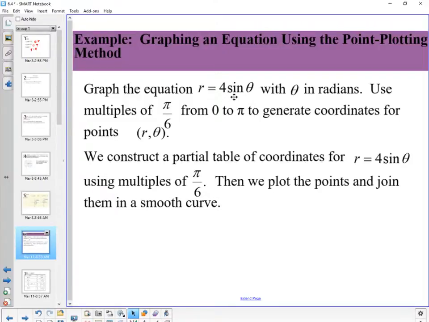Okay, so what we're doing is we're going to pick specific points from 0 to pi, so we can try to get a general shape of this. Kind of like when you used to do your input-output tables. You guys remember those bad boys? That's exactly what we're doing here.